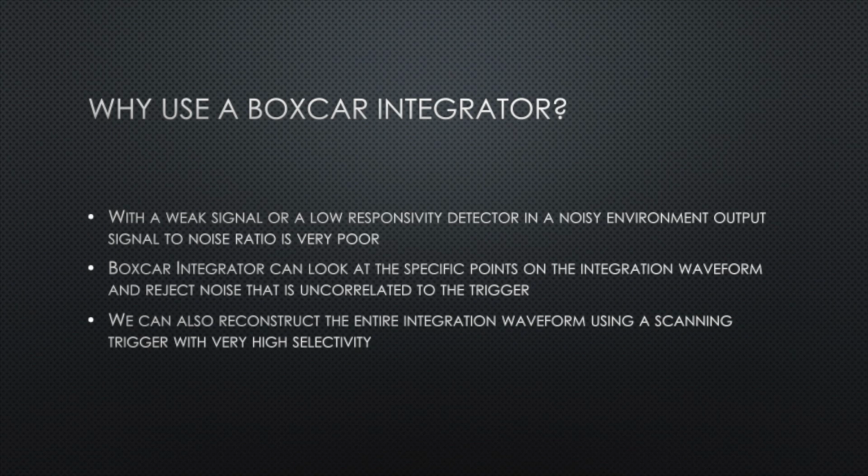If it's uncorrelated, it becomes essentially insensitive to it and will only detect the signal that is synchronous to the trigger signal itself. The other thing we can do, and I'm not going to go into this in this video, is reconstruct the entire waveform, in this case the integration waveform, by sweeping from one end to the other within that trigger window, and with that you can plot it essentially noise free. The slower you do it, the more averaging, the more noise rejection you get.